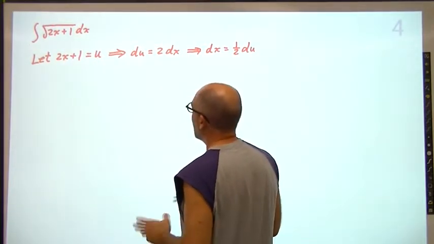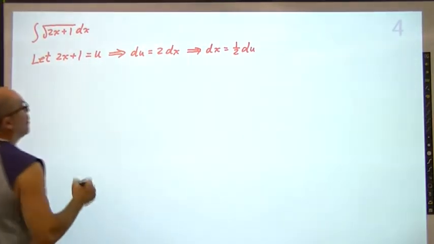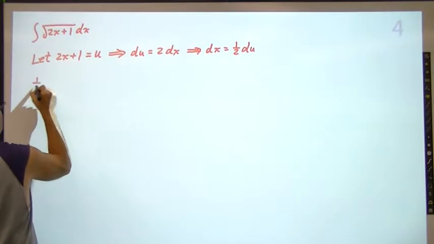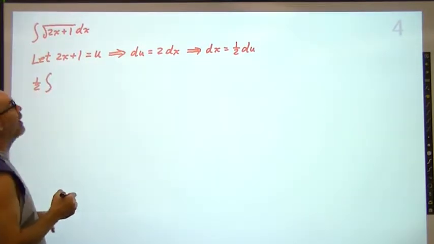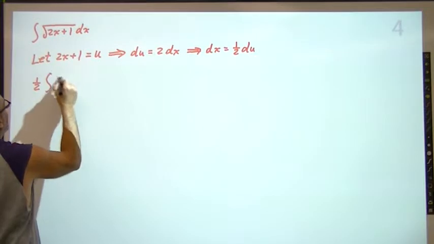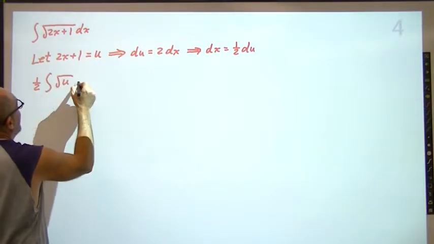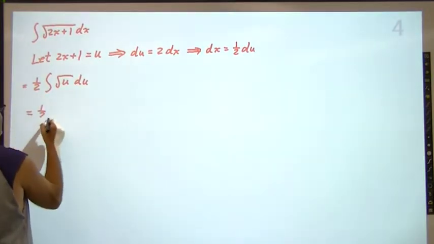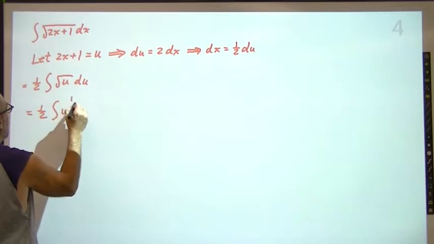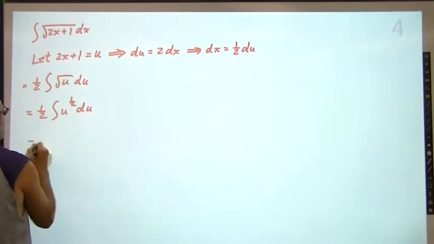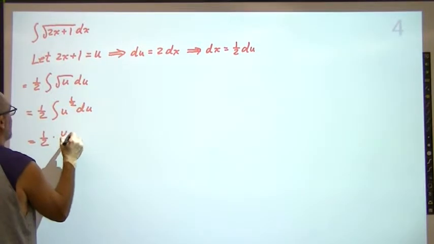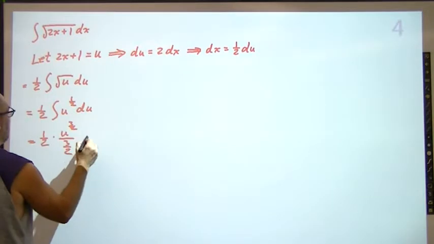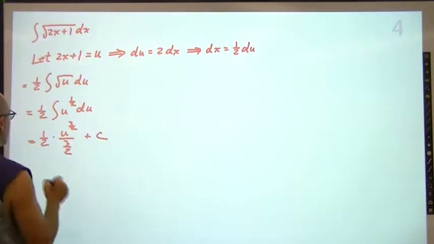All right, now I'm ready for the integration. So, notice I have the dx is a 1/2 du. So I'm going to take the 1/2 out in front right away this time, because I know better. And now the square root of 2x plus 1 becomes the square root of u. And then I've got my du. So this equals 1/2 times integral of u to the 1/2 du, which equals 1/2 times u to the 3/2 over 3/2 plus c, of course.